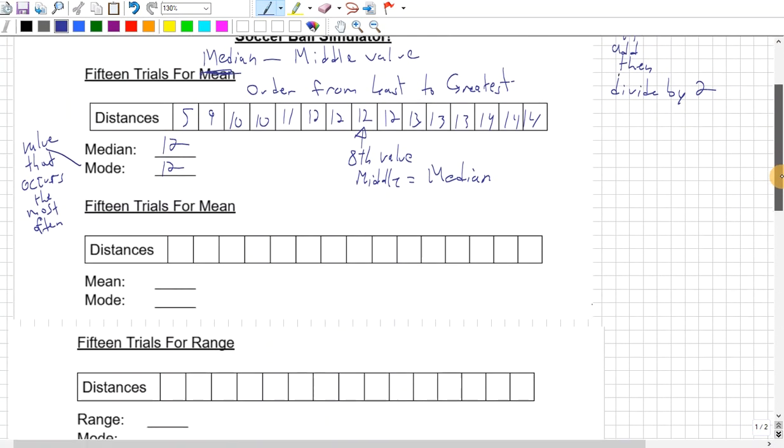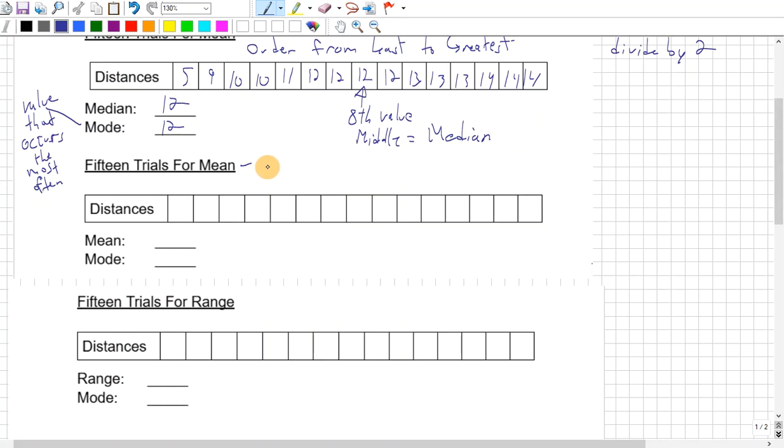Next one, mean. Another word for mean is the average. And what we do for this one is we add all the values and we divide by the number of values. Or I guess the number of data, what I always put.